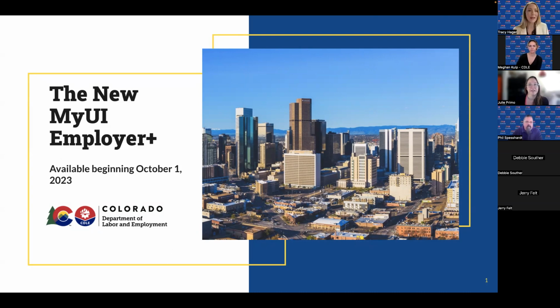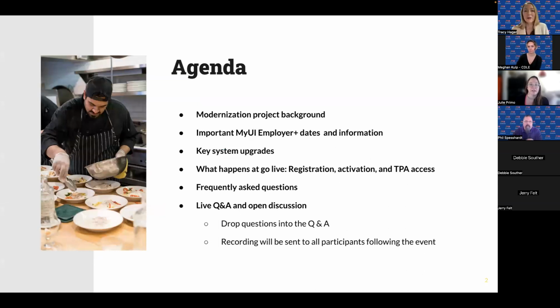So if you could get us to the next slide, that would be great. Thanks, Craig. So what we're going to talk about today is just a very brief background of the project, why we're doing this. We're going to tell you about these specific dates and information for shutdown, go live, how we're going to get you in, how we're going to get your clients in. We're going to just briefly go over the key system upgrades for MyUI Employer Plus. We're going to dive into what's going to happen specifically at registration with your activation and TPA access. I have a feeling we're going to have a lot of questions today, so we're going to spend some time on some frequently asked questions, and then we're going to dive into our Q&A session.